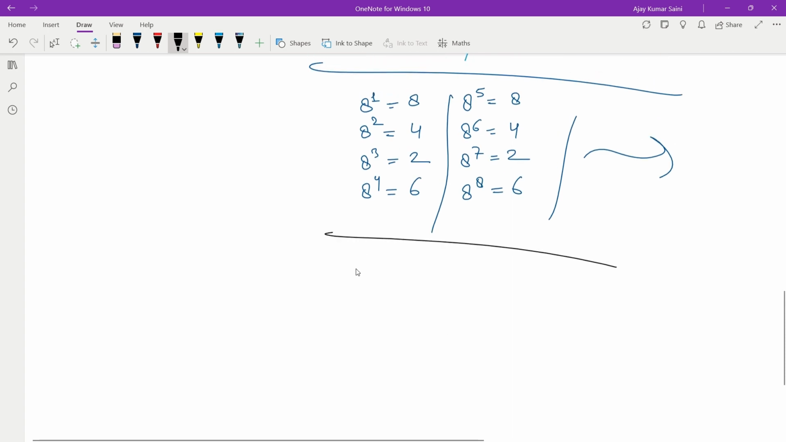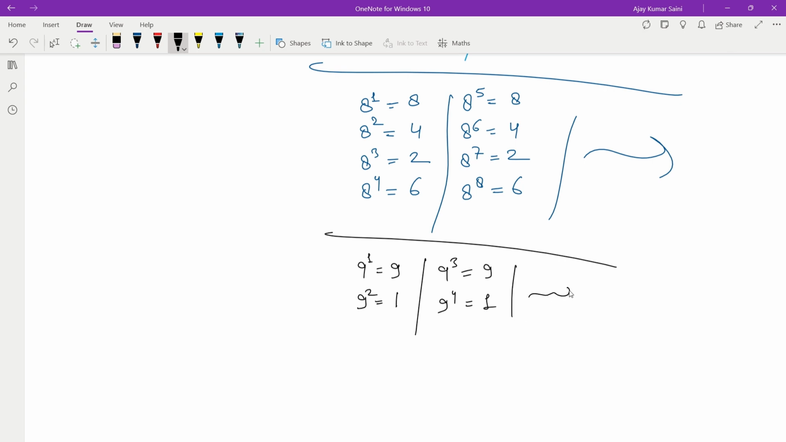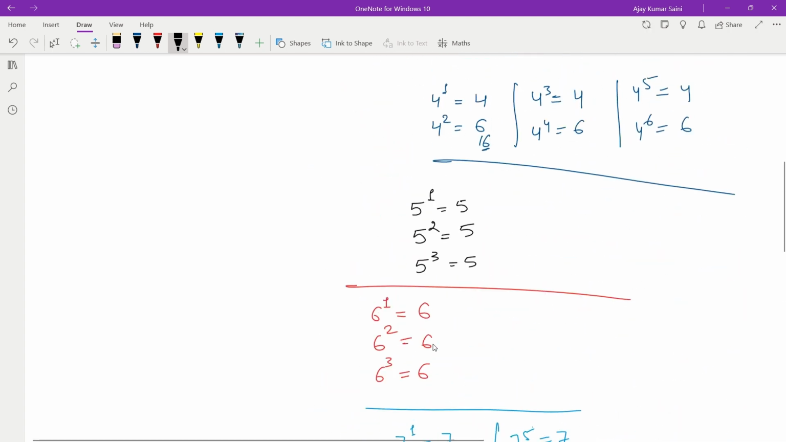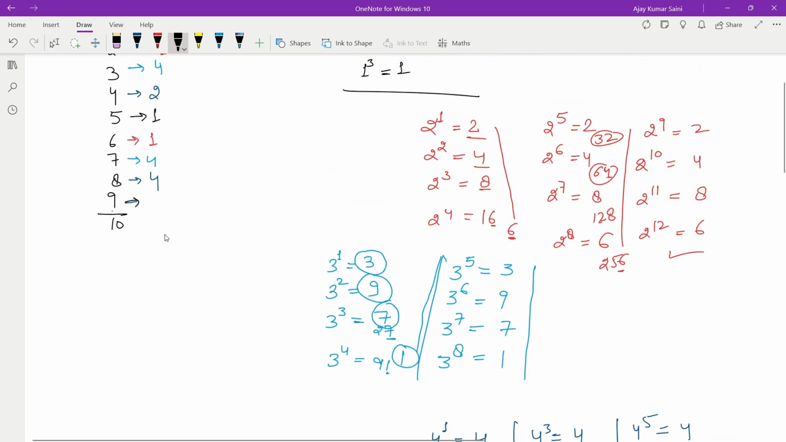for 9, if the power of 9 is 1, then it is 9. If the power of 9 is 2, it is 1. After that it repeats. So if the power of 9 is 3, the last digit is 9. If the power of 9 is 4, the last digit is 1. So they keep repeating continuously, and the cyclicity of 9 is 2.